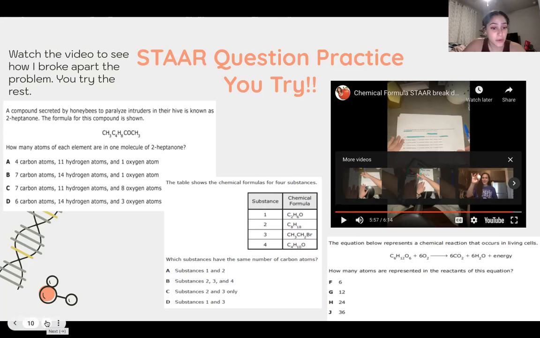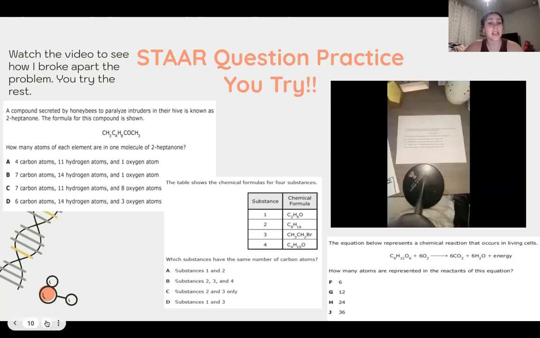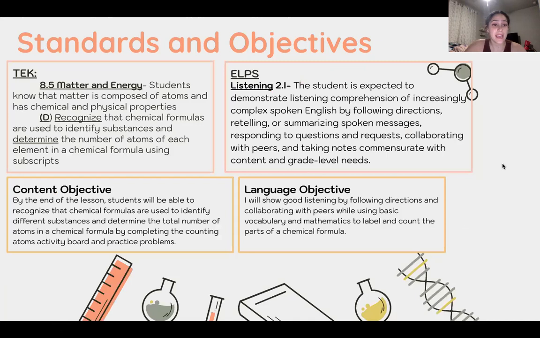So hopefully you guys enjoyed the lesson over chemical formulas. To touch up at the end and wrap it back to the beginning, today you guys were able to recognize that chemical formulas are used to identify different substances and determine the total number of atoms in a chemical formula. Basically, today you guys accomplished looking at a chemical formula, breaking it apart element by element, finding the atoms, and then finding the total atoms. Therefore, you guys have achieved the content objective for today.